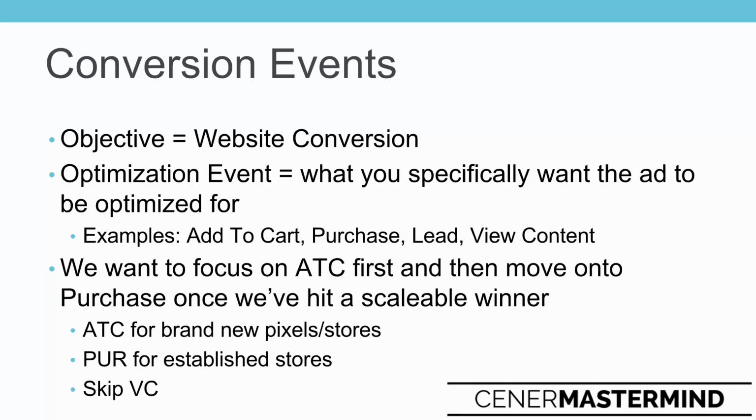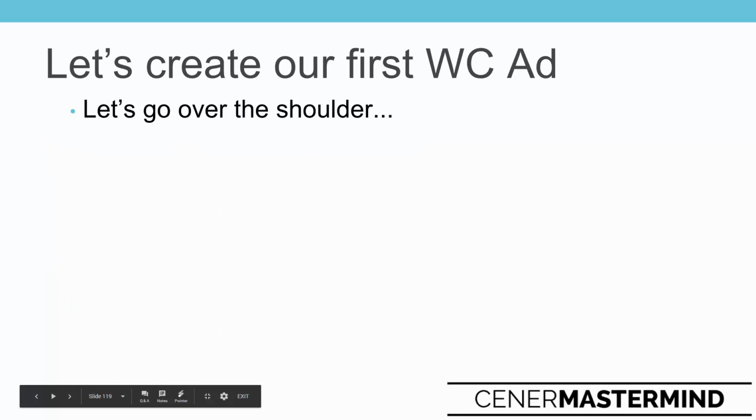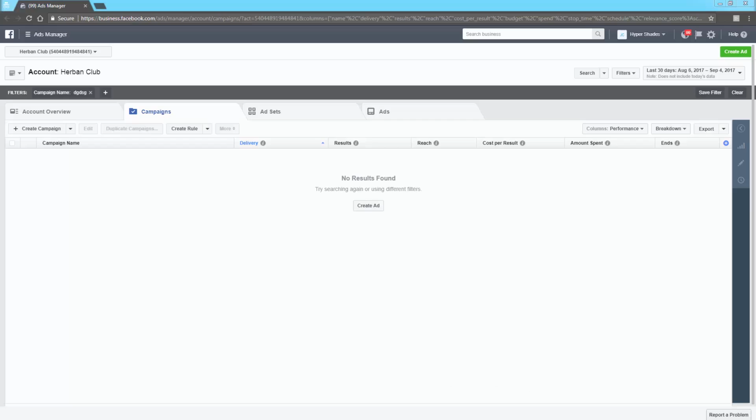Okay, a lot of people do this differently. Some people go right to purchase. Some people go add to cart always. Some people start with view content and progress. I found that starting with view content is just going to give you really low quality clickers. So let's go ahead and actually create our first website conversion ad. We'll go over the shoulder, and I'll bring over my Facebook ads account, again, business.facebook.com, for you to go ahead and create your Facebook ads account if you don't already have one. So let's go over the shoulder.